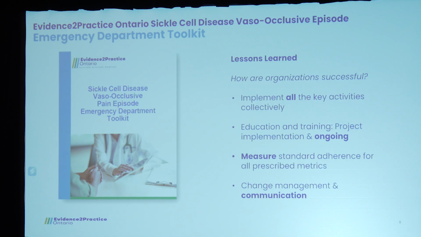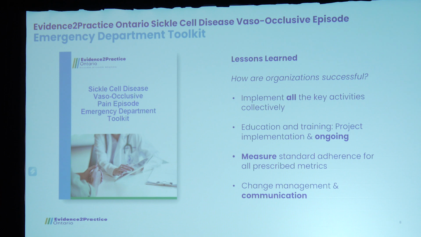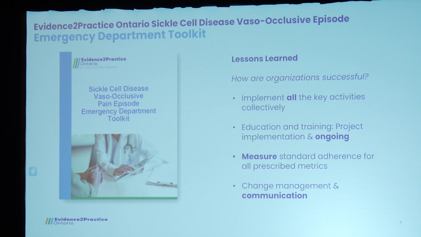So let's take a look at the toolkit itself. The toolkit is designed to bring all of these pieces together so that organizations do not have to start from scratch. One of the strongest lessons learned is that success comes from implementing the key activities collectively and not in isolation. So for example, a site made updates only to their order set, but they didn't introduce a standard operating procedure or policy guiding teams on how to apply the pathway, and the organization ultimately did not see more timely access to pain management or see improvements in their order set utilization.